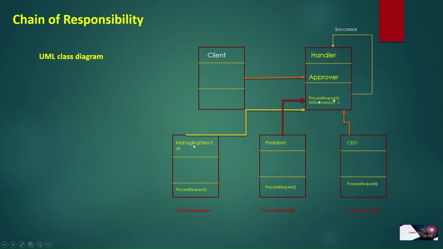Set successor will be the abstract method, okay, and this set successor will be implemented in the managing director class, right? Re-implemented, and in the same way in the president and CEO we will also override the set successor method, okay. So let's move to the code.